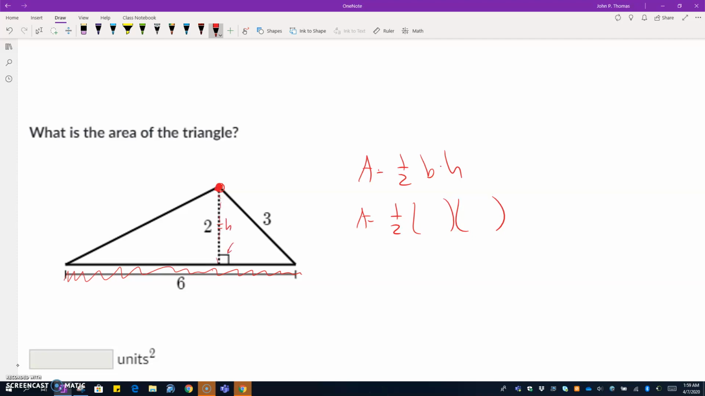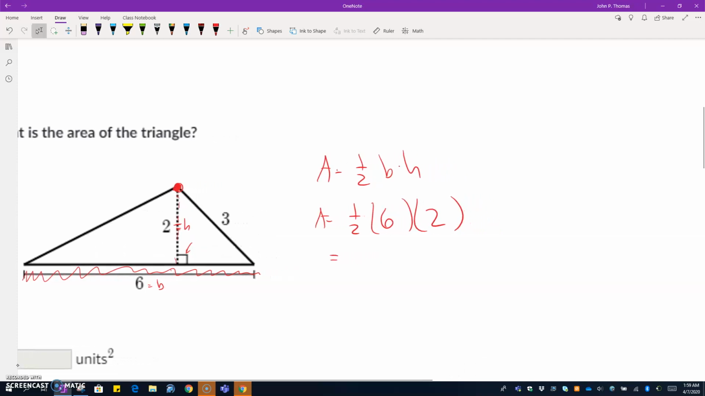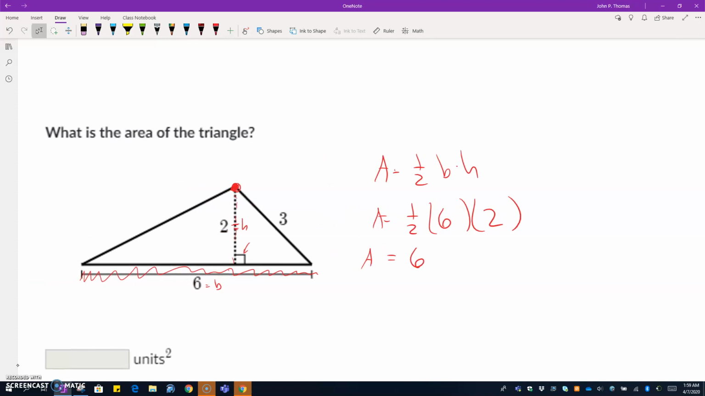All right, so the height, their altitude, is going to be 2. The base is going to be 6. So I've got 1/2 the base, which is 6, times the height, which is 2. If I multiply that, I've got 3 times 2, or 6. So the area of this triangle is 6 units squared. All right, so those are the two from area of a triangle. We're going to go ahead and jump on to area of a parallelogram.